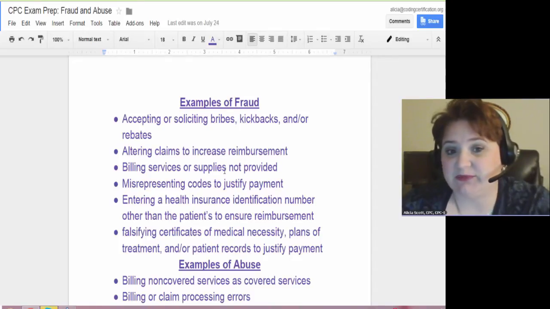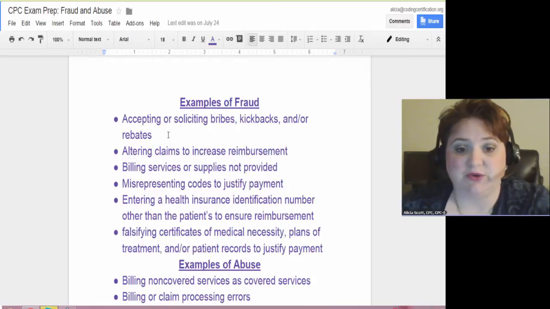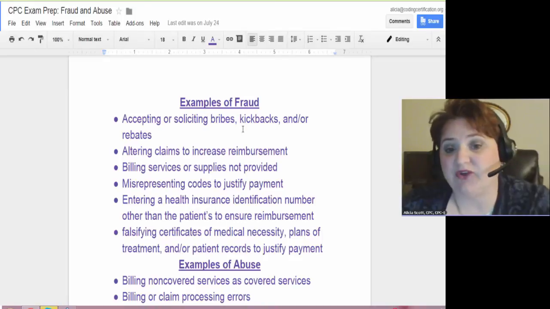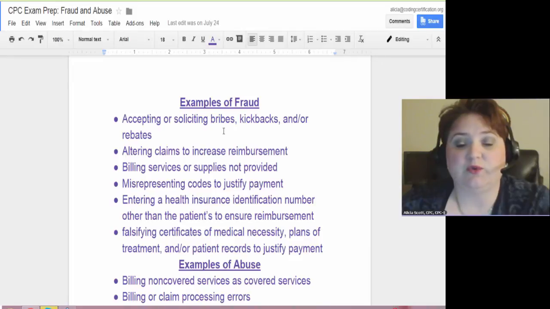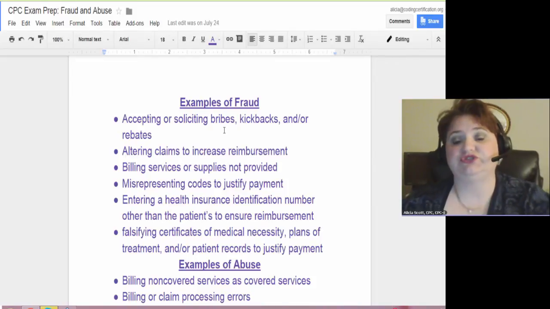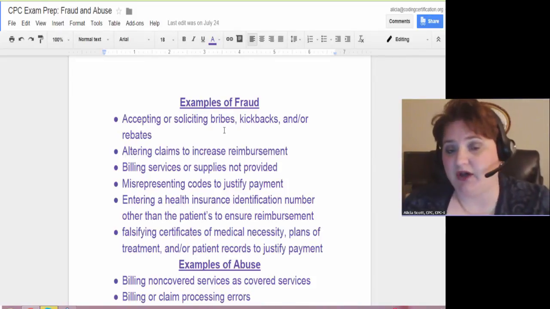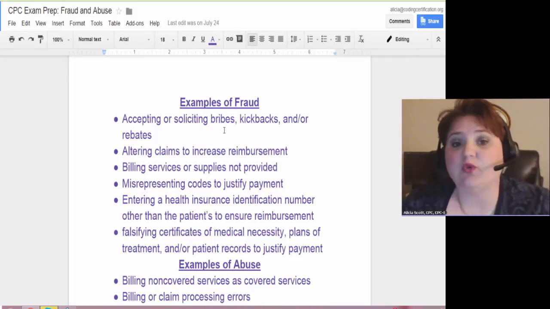Okay, so let's give some examples of fraud, and I'm sure that Joanne would be able to mention more of these. Let's say accepting or soliciting bribes, kickbacks, and or rebates. So an example of that would be you are working with a home health agency, and every time you had someone that needed home health services, you told them that ABC Home Health is the one to go with because they work well with you, and every time they get a patient from you, they give you a kickback or a little something on the side for referring them.